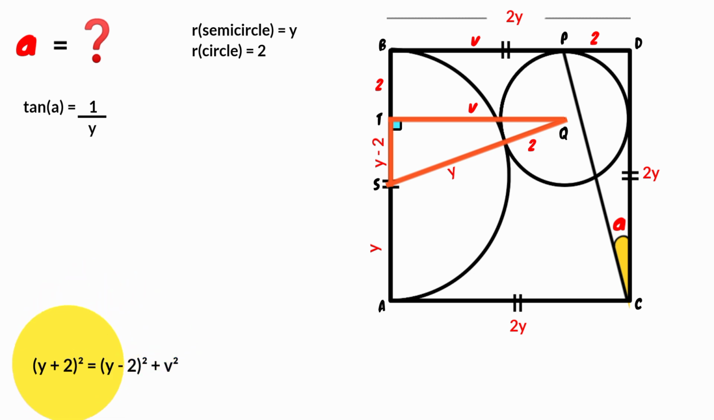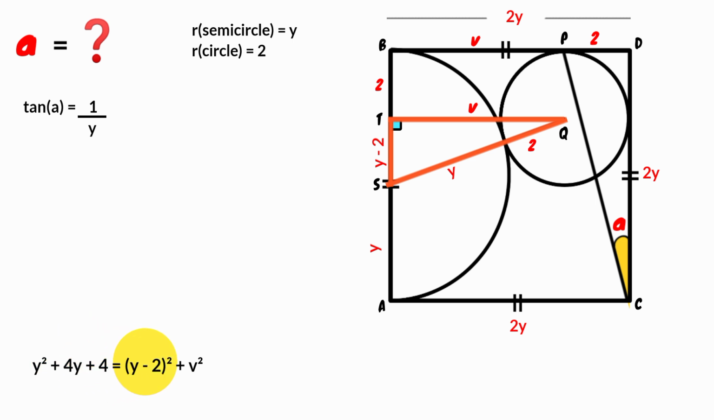Y plus 2 all squared is y plus 2 times y plus 2, which is y times y plus 2 plus 2 times y plus 2. Y times y plus 2 is y squared plus 2y, and 2 times y plus 2 is 2y plus 4. 2y plus 2y is 4y. So it is y squared plus 4y plus 4.